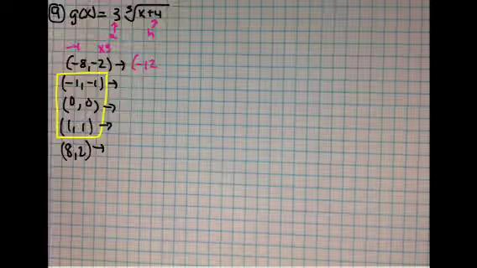-12, because -8 minus 4, and then 3 times -2 is -6. -5 for x, and then 3 times -1 is -3. 0 minus 4 is -4, and 0 times 3 is 0. 1 minus 4 is -3, 1 times 3 is 3. 8 minus 4 is 4, and 2 times 3 is 6.